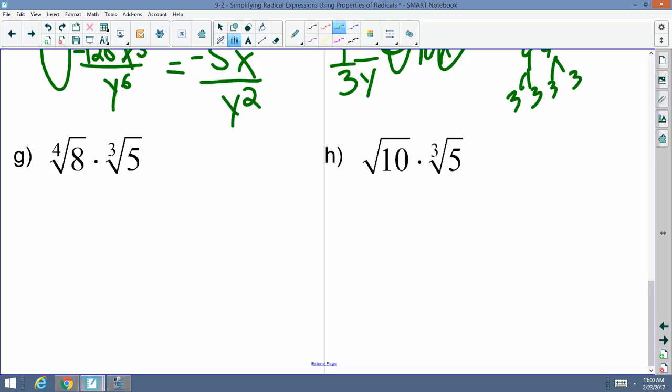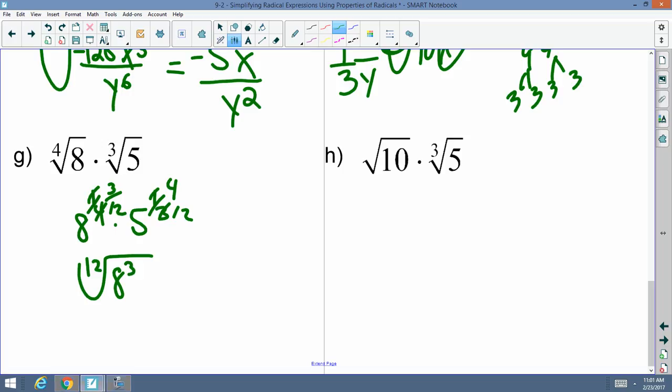So here, I've got the fourth root of 8 times the cube root of 5. I can't really do that. What I can do, though, is this: 8 to the 1/4 times 5 to the 1/3. And then I can find a common denominator. That goes to 12. That goes to 3. That goes to 12. That goes to 4. So this is the 12th root of 8 cubed times the 12th root of 5 to the 4th. So the 12th root of 8 cubed times 5 to the 4th.